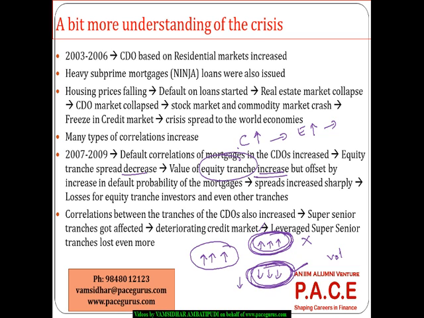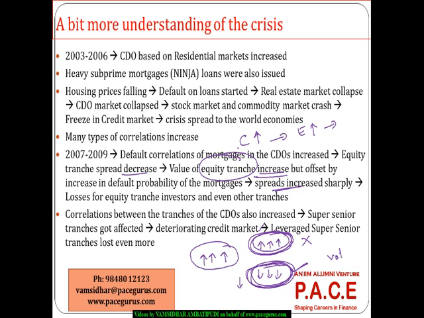But at the same time, it's not that the bonds are not defaulting. All the bonds are actually defaulting. So the probability of not defaulting has actually gone down. Whatever increase in the value of the equity was expected did not work out, which resulted in the spread increasing sharply, and people who had invested in the equity tranche lost heavily.